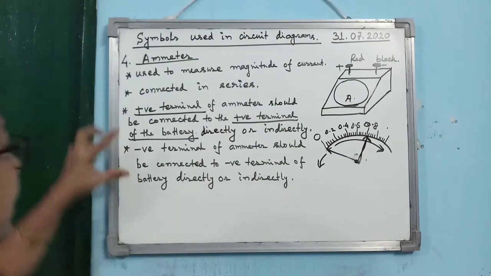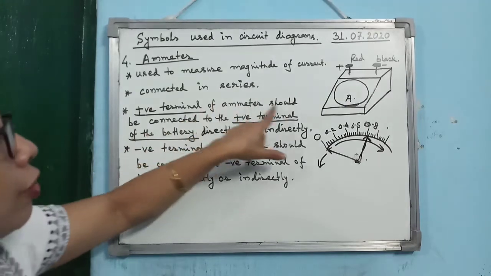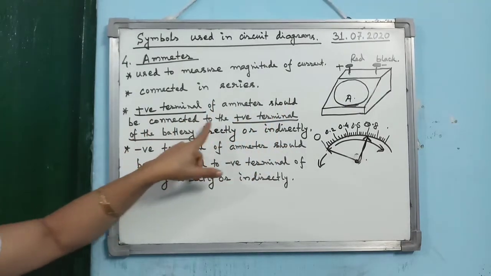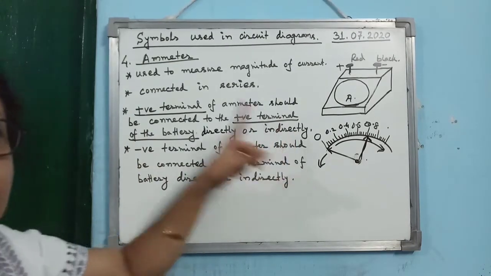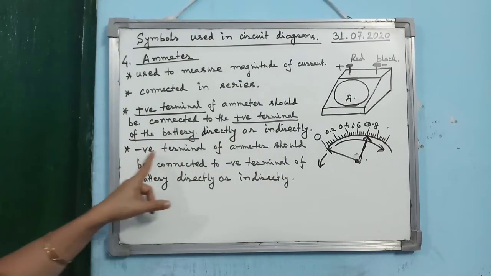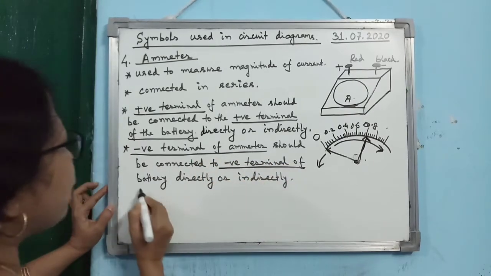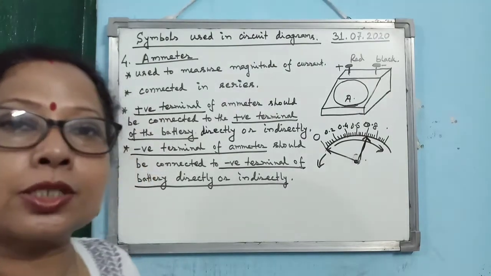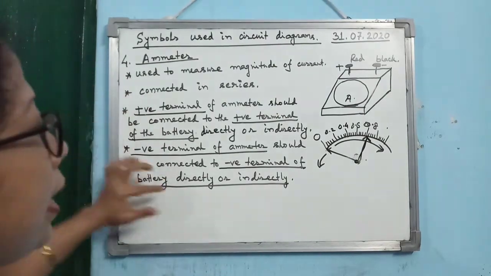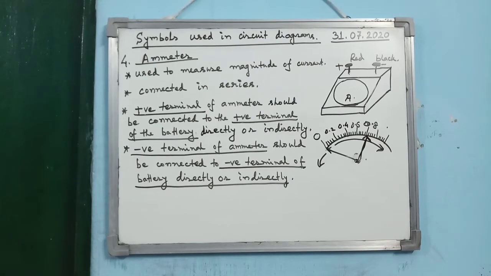That's why these 2 points are very important: the positive terminal of the ammeter should be connected to the positive terminal of the battery directly or indirectly, and exactly in the same manner, the negative terminal of the ammeter should be connected to the negative terminal of the battery directly or indirectly. You just note down in the copy these 4 points, these 2 diagrams you don't have to draw. The diagrams I have drawn just to explain it.